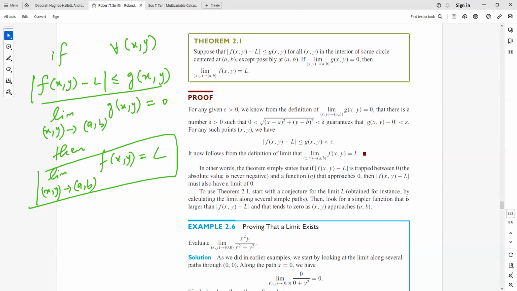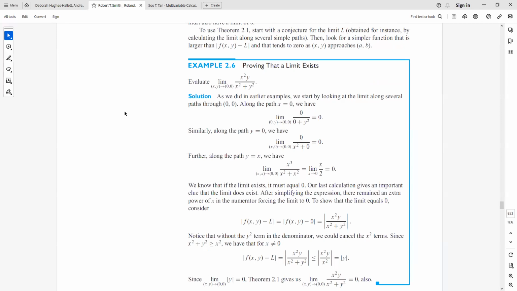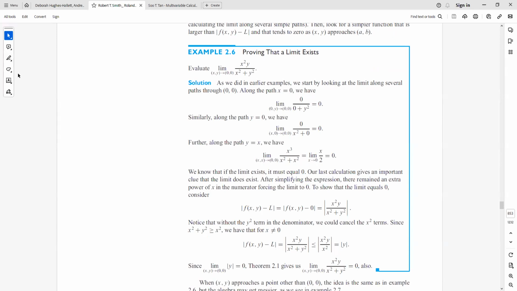So let's take an example and show that the limit, of course, exists for the problem, right? Now here's the problem. We need to prove that the limit exists for this problem. One thing, by inspection we can see that this is a rational function, that is x squared y over x squared plus y squared. If we look at the numerator, the power is 2 plus 1, because the power of x is 2 and y is 1, so 2 plus 1 equals 3. So the combined power of the numerator is 3, and the denominator's power is 2.